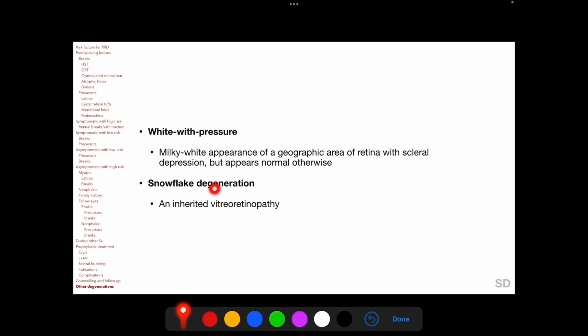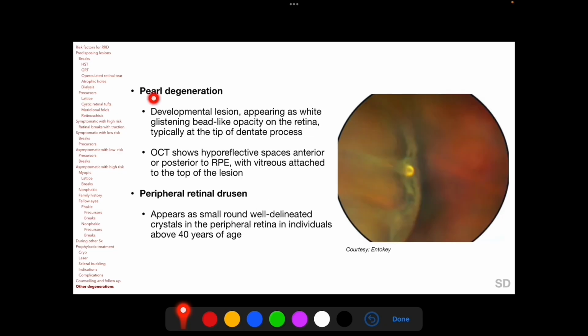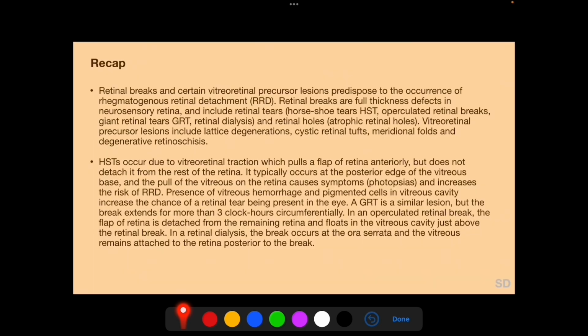Snowflake degeneration is an inherited vitreoretinopathy which we have discussed in the previous session. Pars plana cysts, as seen here in this clinical photograph, appear as clear fluid-filled, smooth cystic structures located anterior to the ora serrata. Pearl degeneration of the peripheral retina appears as a white glistening bead-like opacity on the retina, typically at the tip of a dentate process, and drusen can also occur in the peripheral retina.